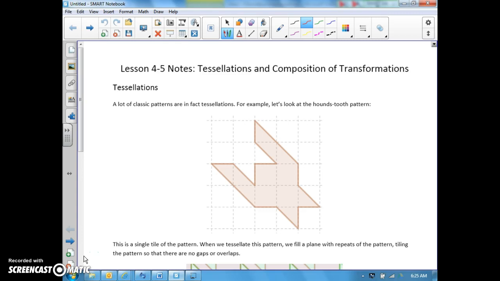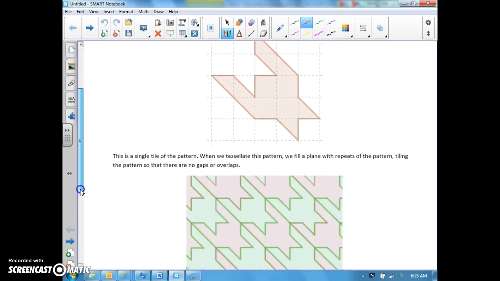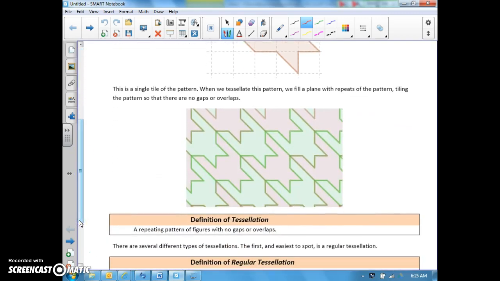First of all, a tessellation really is a pattern or tiling of shapes that fill a plane. So a lot of our classic patterns that we're used to seeing in fashion or design are actually tessellations. I've recreated the houndstooth pattern here, and if you look, houndstooth is simply repeating this basic shape from up here and tiling it with itself to fill a plane. The definition of a tessellation is a repeating pattern of figures with no gaps and no overlaps.